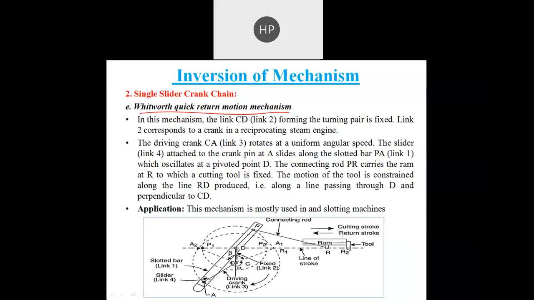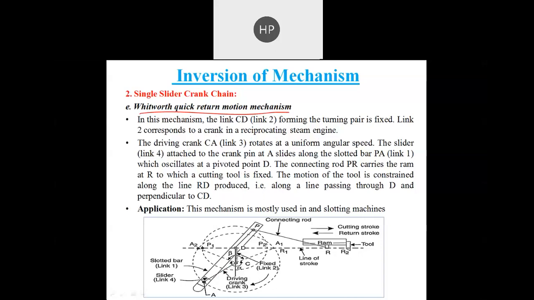So in this case, how can we achieve this, that we will see. In this mechanism, the link CD, which is forming the pair, is fixed. Then the link 2 corresponds to the crank, the link which corresponds to the crank in a reciprocating steam engine.